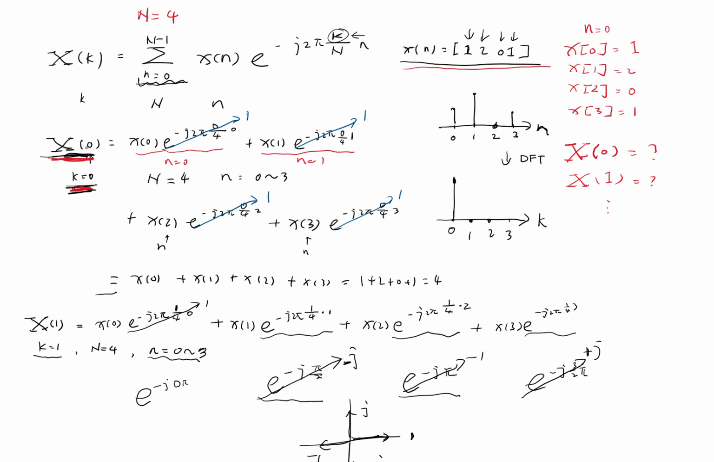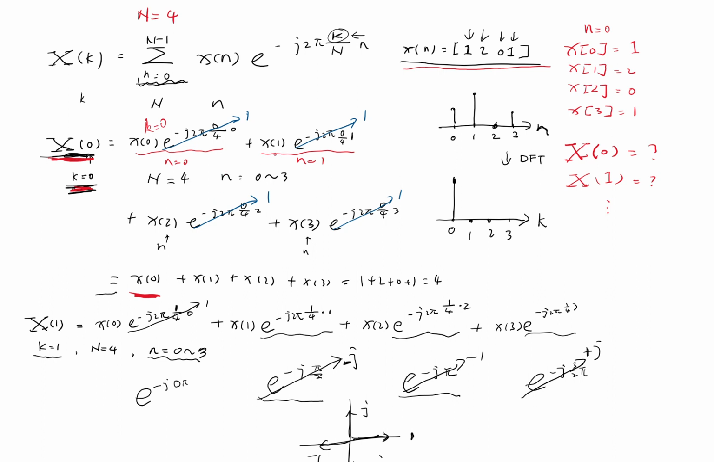Let's see the example. First, plug in all the numbers. Capital X0, k equal to 0 here, capital N equal to 4, lowercase n looping from 0 all the way to 3. So first term, lowercase n equal to 0. Okay, so this one, k equal to 0. Then e to the order of j 2 pi, k is 0, over 4, multiplied by lowercase n 0. So this whole term is 1. So the first one we got is lowercase x0.